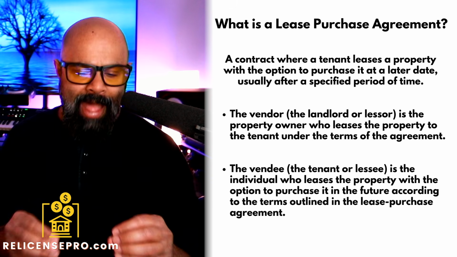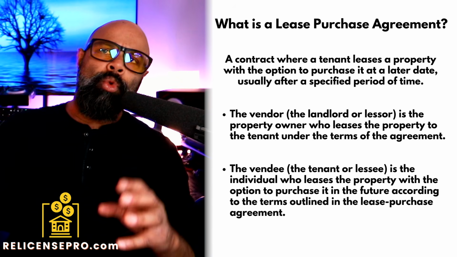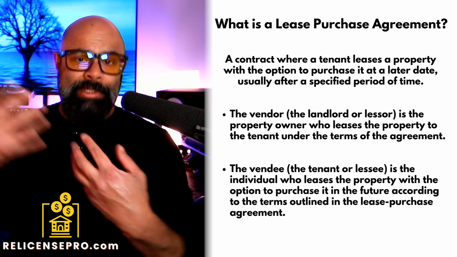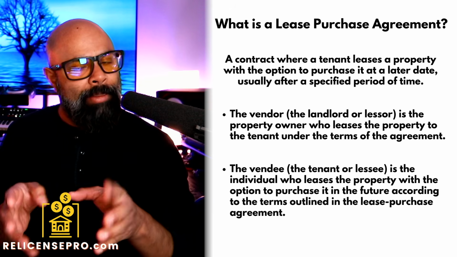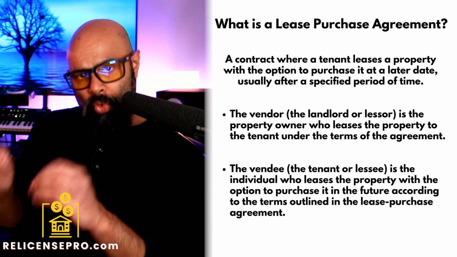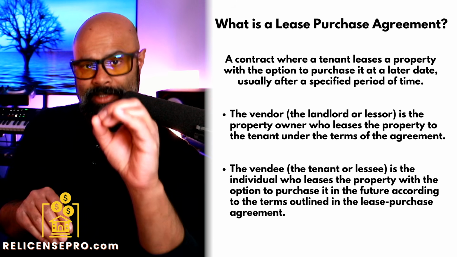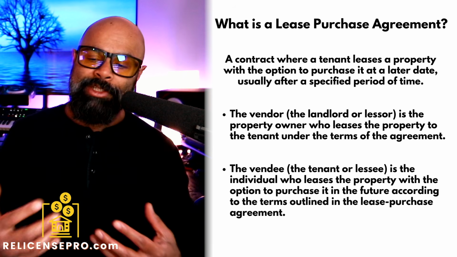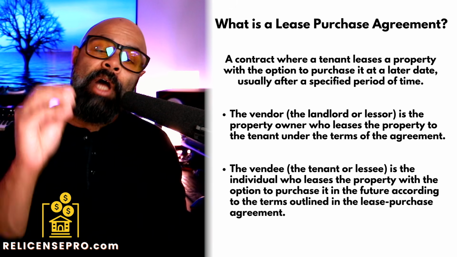Okay. Next, there are two players, like you have buyer and seller. So let's say my landlord was going to sell me the place that I'm renting. Well, I'm the tenant and the lessee and they're the lessor, right? In a lease purchase agreement, the fancy name changes. Instead of lessee and lessor, we call them a vendor and a vendee. The vendor in this example is the landlord, or the lessor, the property owner who leases the property to the tenant under the terms of the agreement.